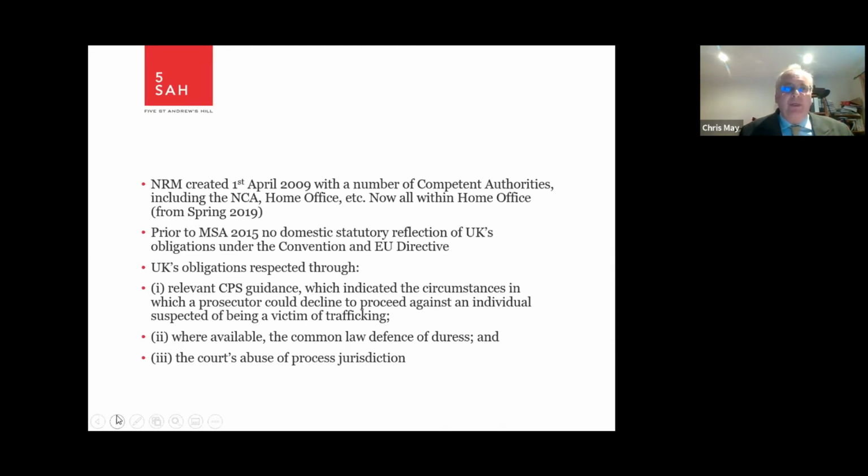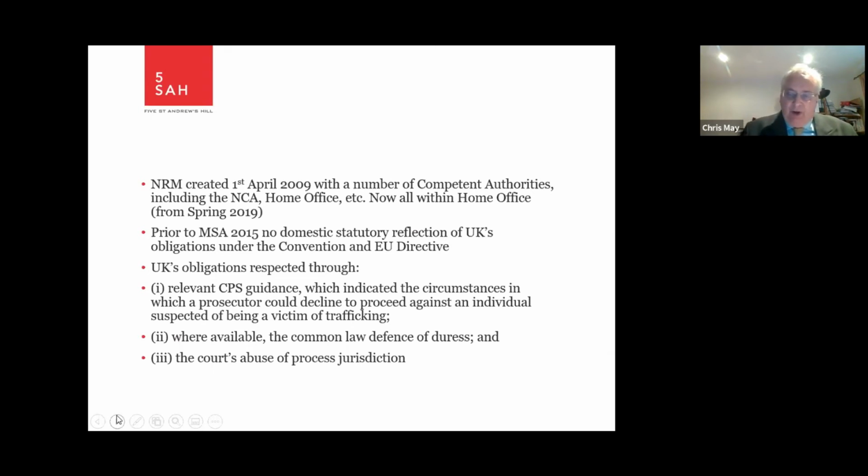But before the enactment of the Modern Slavery Act, there was no UK statute that gave effect to the UK's obligations under the convention and the EU directive that followed. And so the UK's obligations were thought to be reflected by three particular protections. The first being CPS guidance, which indicated the circumstances in which a prosecutor could decline to proceed against an individual suspected of being a victim of trafficking. Secondly, where it was available, the common law defence of duress.